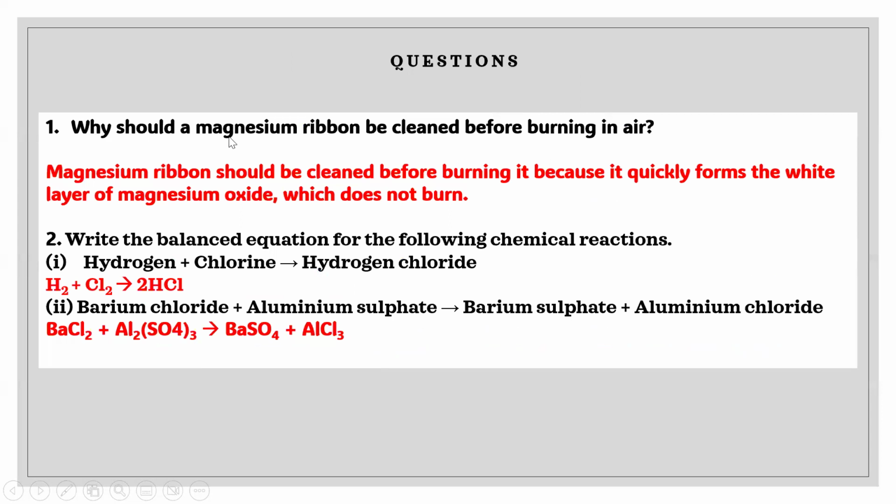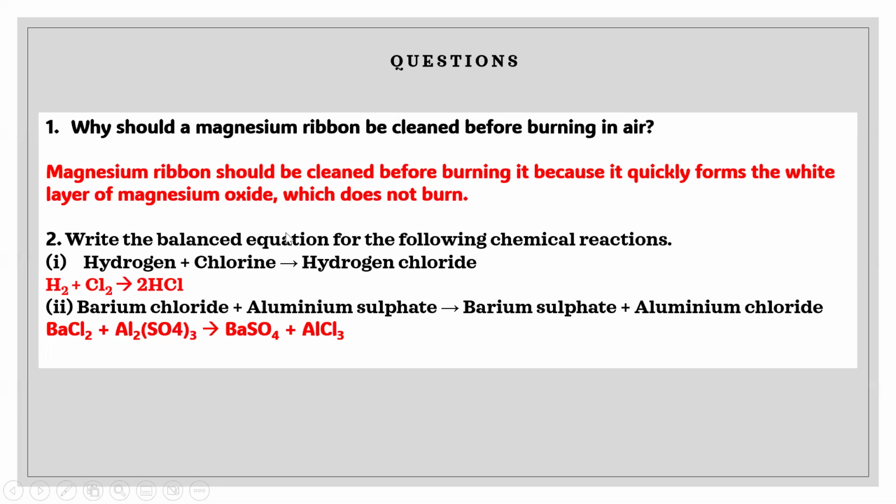The first one is: we saw in activity 1.1 that the magnesium ribbon has to be cleaned before burning it. Because magnesium is highly reactive with atmospheric oxygen, it will react with the atmospheric oxygen. Before burning, a layer of magnesium oxide would have formed on the ribbon, which will not burn. That will protect the inner layer of magnesium from burning. So we have to clean it using sandpaper, then burn it.